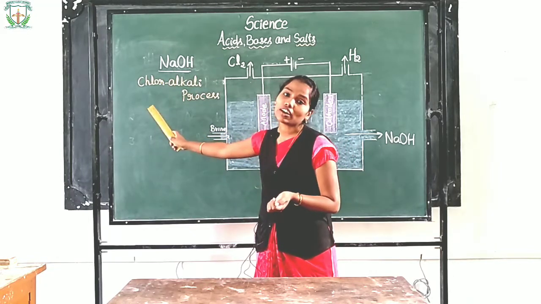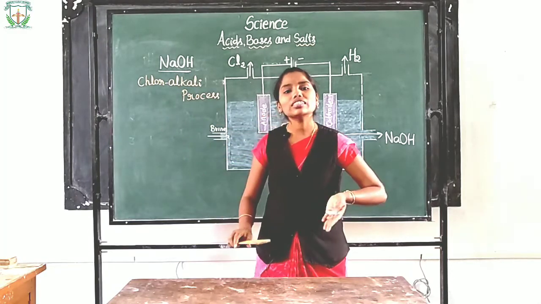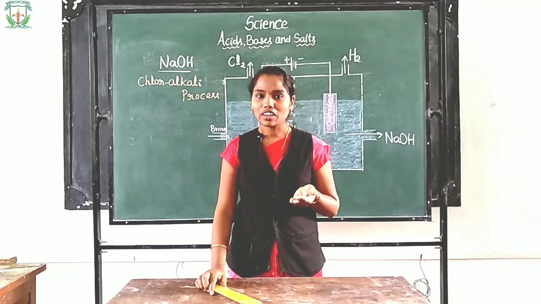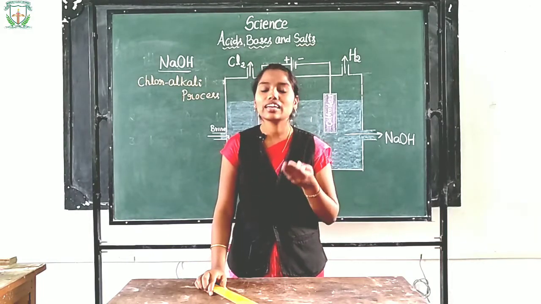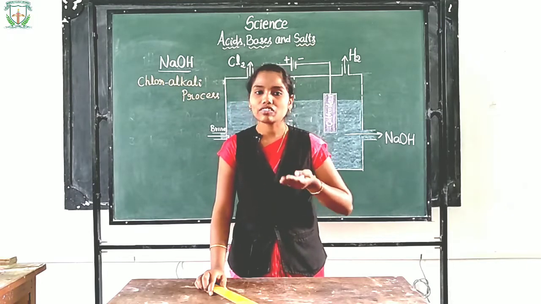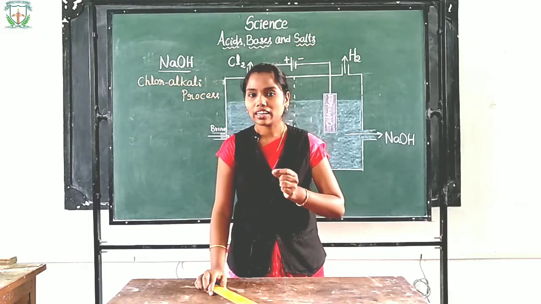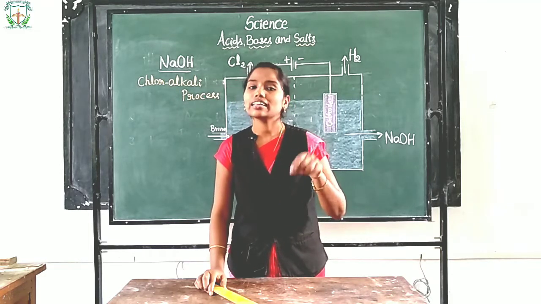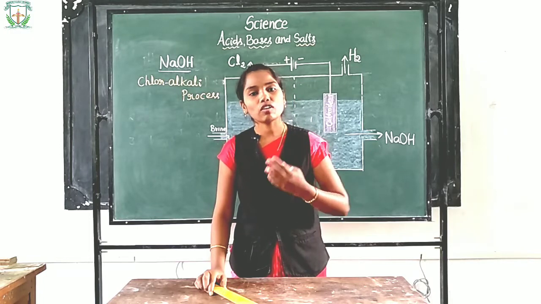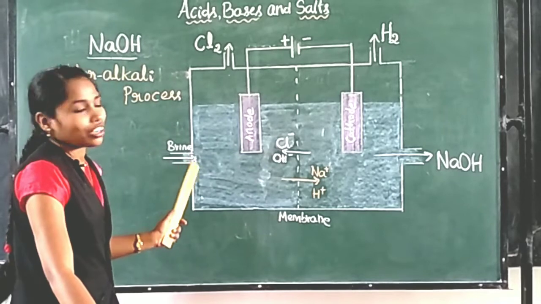And this process is called what, children? It is called the chloralkali process. And what is this aqueous solution of sodium chloride? You know that whenever the solvent is water, that solution is called an aqueous solution. So the aqueous solution of sodium chloride is called brine. That means electricity is passed through the brine and then sodium hydroxide is produced. So children, this is the diagrammatic representation of the process.